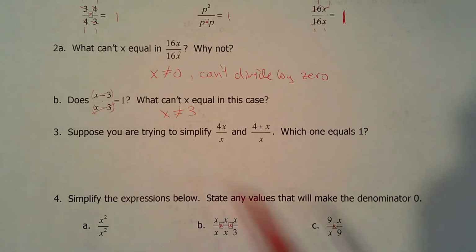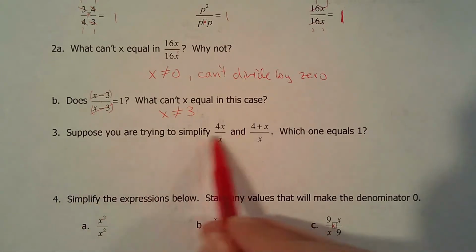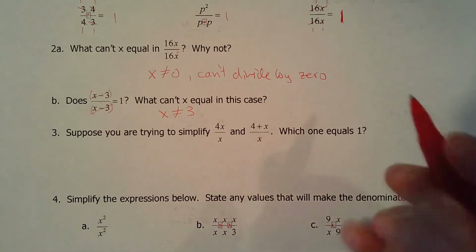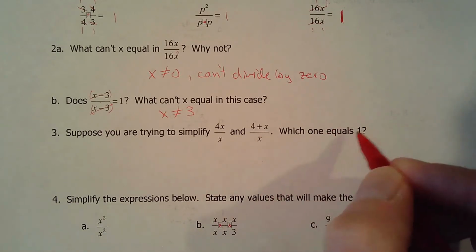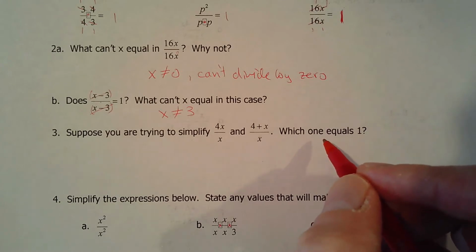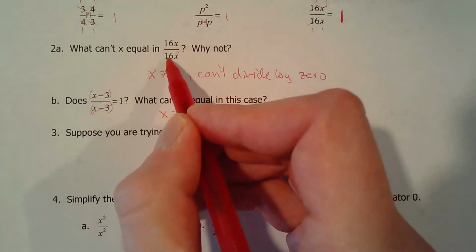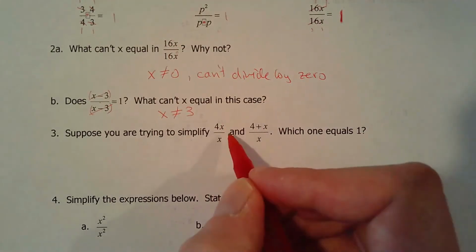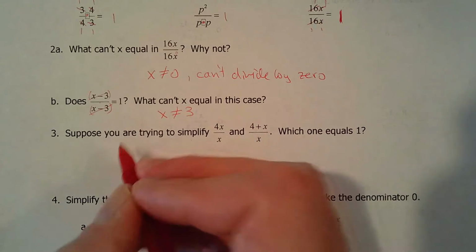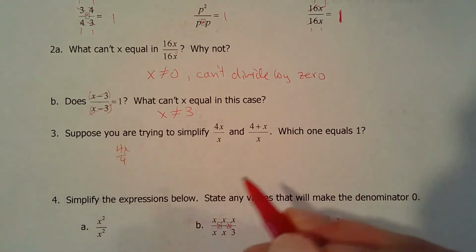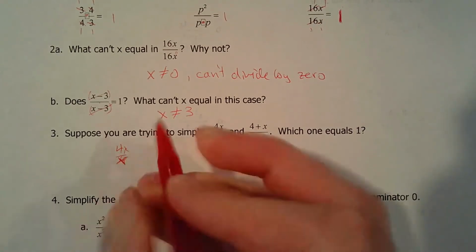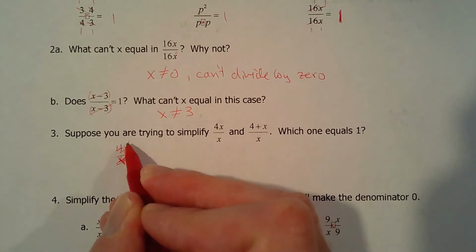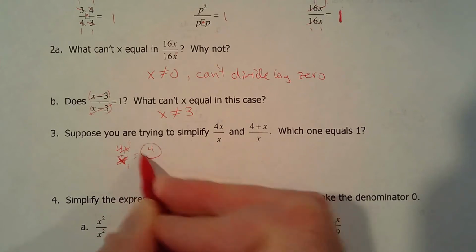Here's kind of why. Suppose you're trying to simplify these two things. Which one equals 1, which one has a factor of 1 in it? We say factors of 1, like 16 over 16 is 1, so that's a factor of 1. Here, if you did 4x over x, I would sure be tempted to look at the x's and say, well, I could take x divided by x, and that's 1. So 4 times 1 on top is 4, 1 on bottom, that equals 4.